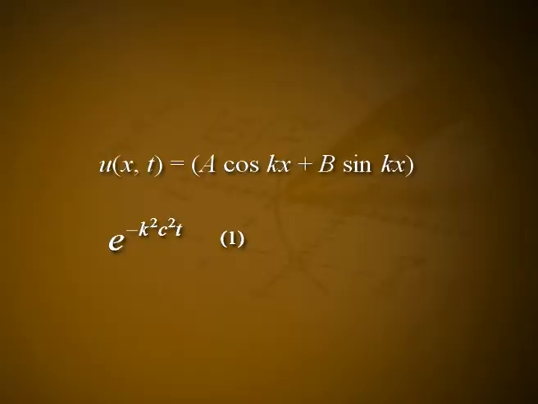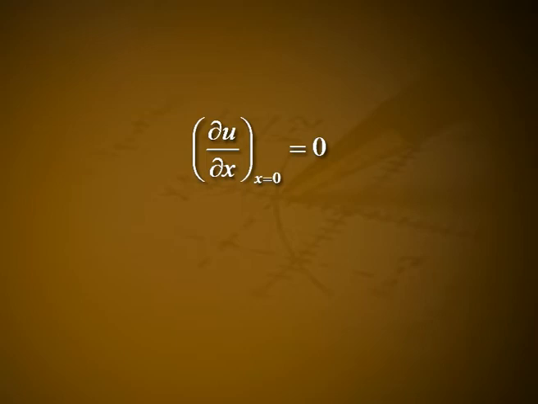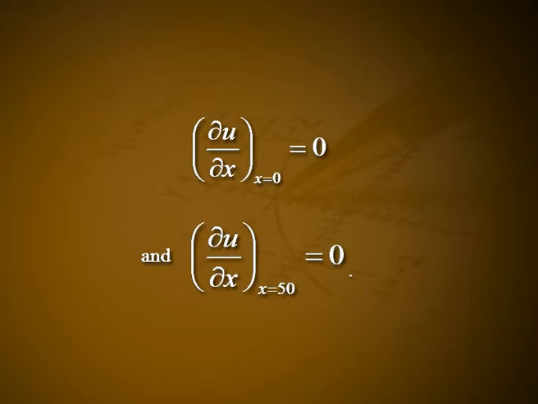The general solution of the heat equation ∂u/∂t is equal to c² ∂²u/∂x² for transient state is u(x, t) is equal to (a cos kx plus b sin kx) into e raised to minus k² c² t. Let it be equation number 1. Since the ends are insulated, the boundary conditions are ∂u/∂x at x is equal to 0 is equal to 0 and ∂u/∂x at x is equal to 50 is equal to 0.